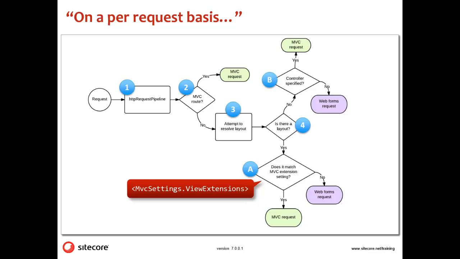If no layout has been specified, Sitecore will look at the controller field on the item and see if a controller has been specified. If that controller can be found, it's an MVC request and is executed as you would expect, with a controller going to an action where you do something with a model and return a view. If not, it's a Web Forms request and that'll return a layout not found error.